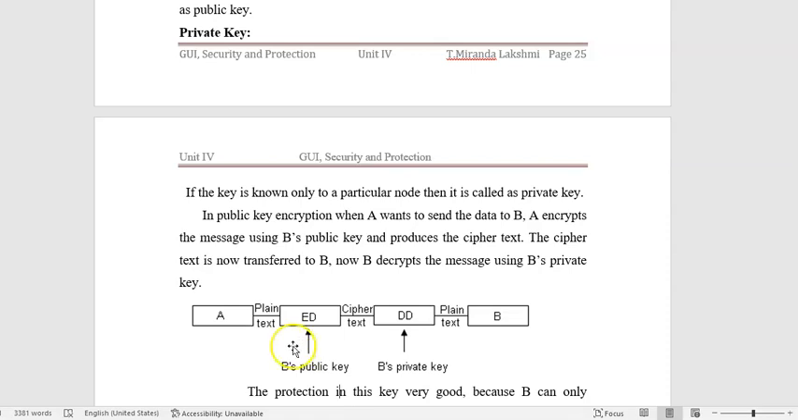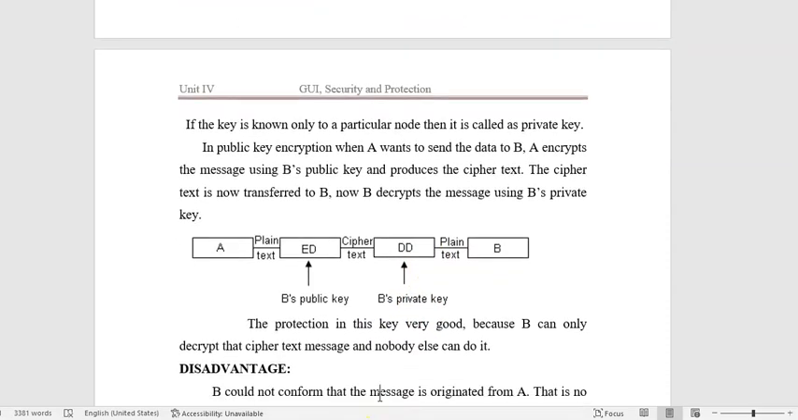So here I am encrypting with B's public key, and it is changed to ciphertext. But it can be decrypted only by B, because only B's private key can decrypt it. Then only you will get the plain text. The protection in this method is very good, because B can only decrypt that ciphertext. Nobody else can do it.